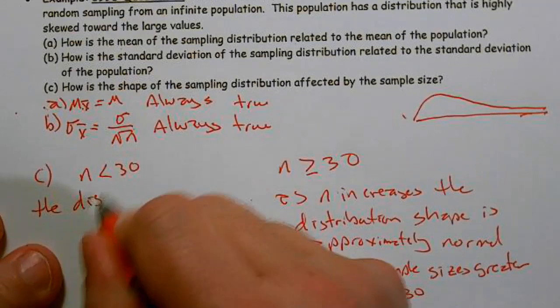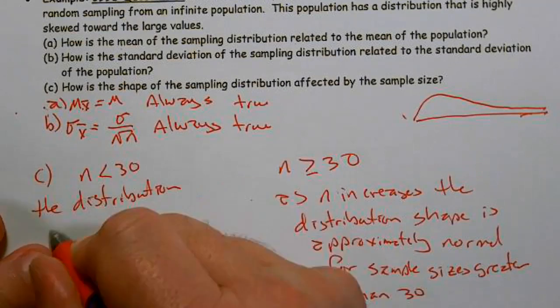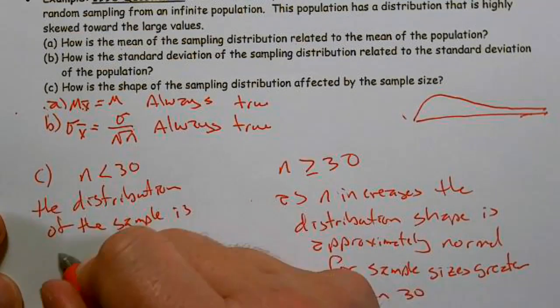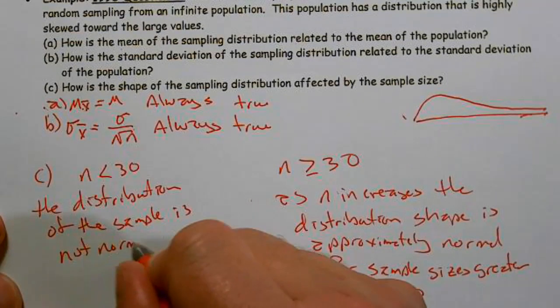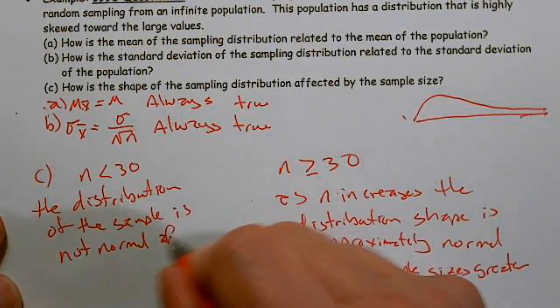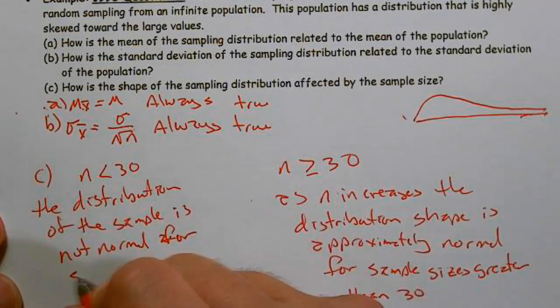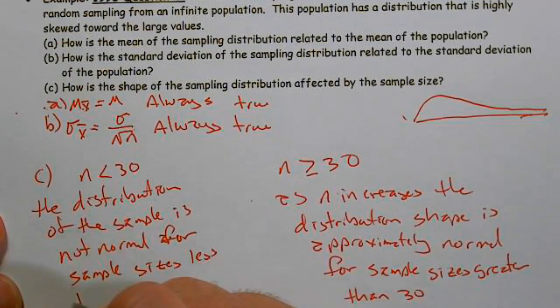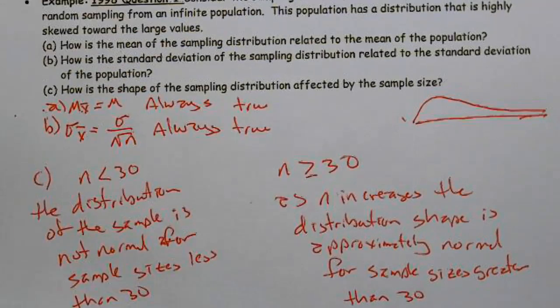The distribution of the sample is not normal for sample sizes less than 30. Matter of fact, it contains some of the skewed properties, but you need to address both things. They didn't say what the sample size was. So the distribution shape of the sample is not normal for sample sizes less than 30.